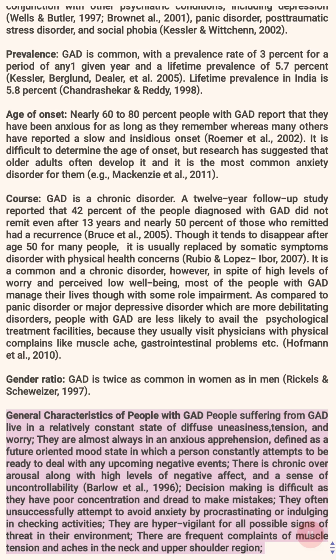General characteristics of people with GAD. People suffering from GAD live in a relatively constant state of diffuse uneasiness, tension, and worry. They are almost always in an anxious apprehension, defined as a future-oriented mood state in which a person constantly attempts to be ready to deal with any upcoming negative events. There is chronic over-arousal along with high levels of negative affect, and a sense of uncontrollability (Barlow and others, 1996). Decision-making is difficult as they have poor concentration and dread to make mistakes.